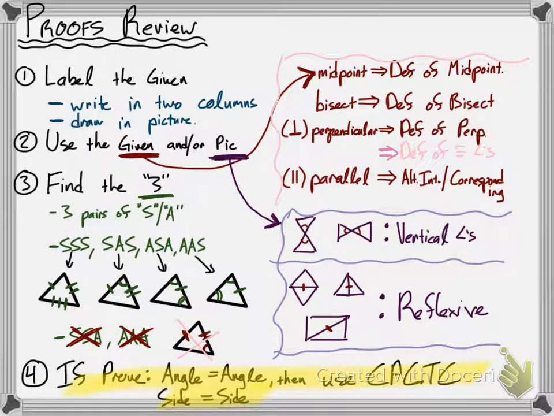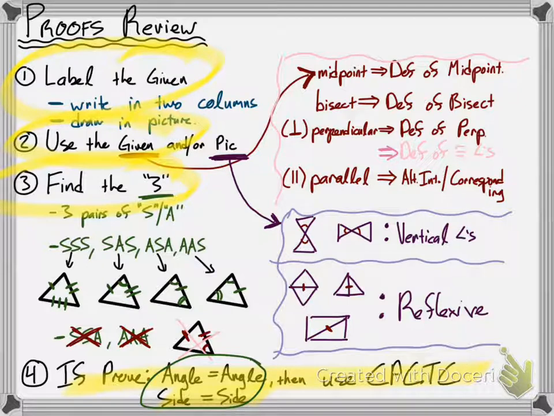So here's our proofs answer key that we've been working with throughout the year. And you can see we have the first 3 phases: label the given, use the given in the picture, and find the 3. And we're going to add a 4th phase. If the prove has an angle equals an angle or an angle equals a side, then we will be using CPCTC, or corresponding parts of congruent triangles are congruent. Okay?